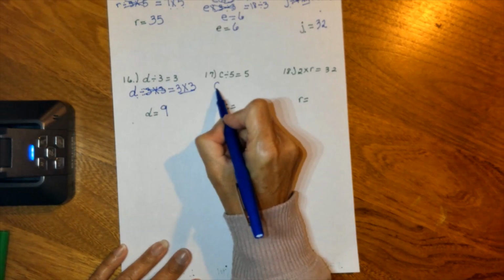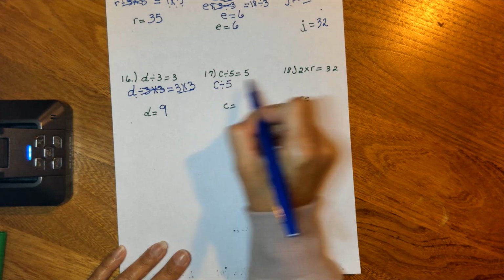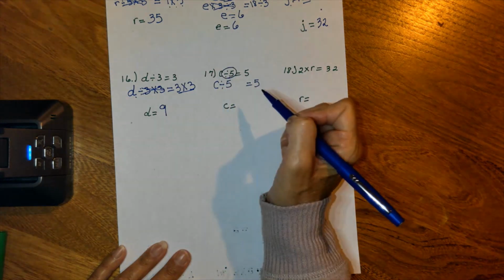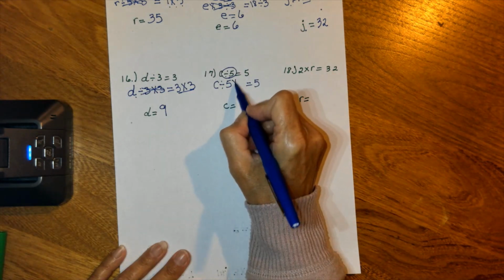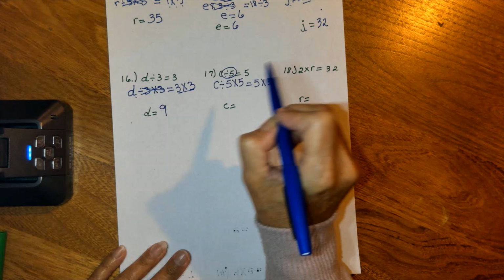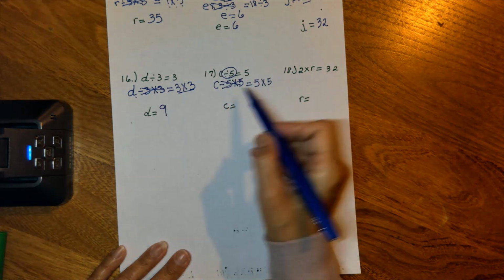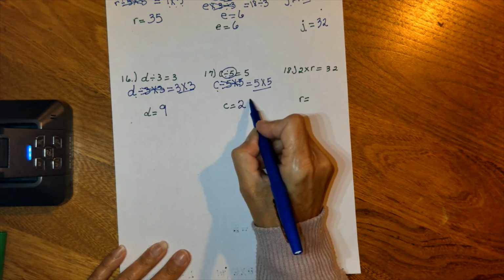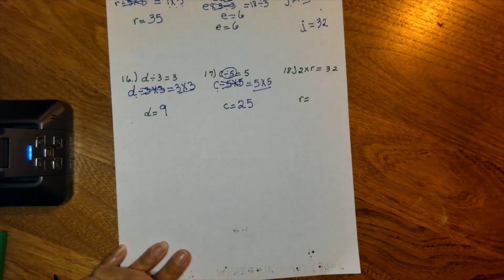Okay, over here we still have C divided by 5 equals 5. Since they were dividing by 5, I'm going to do the inverse, which is multiplying by 5. Multiply by 5. Whatever you do to the left, make sure you do to the right. Cancel out. C equals 5 times 5. So C equals 25 in this case.